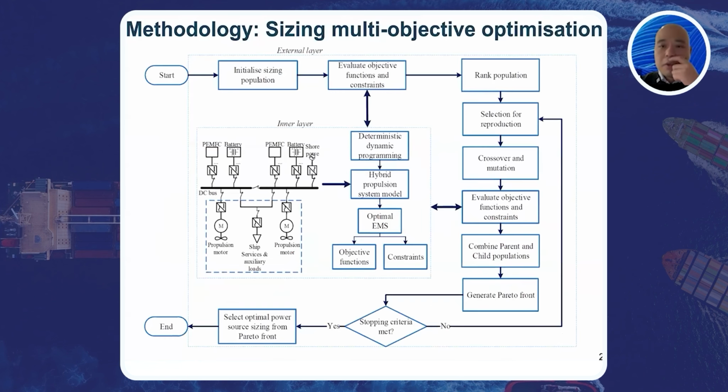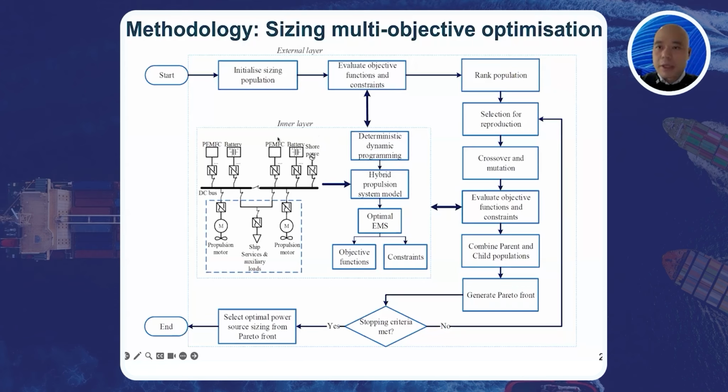So by the end, corresponding to the first part of the methodology, we use multi-objective optimization to optimize the sizing for the fuel cells and batteries. You can see the external layer is the multi-objective optimization. Within the external layer, we try to deal with the sizing for the fuel cell and also for the batteries.